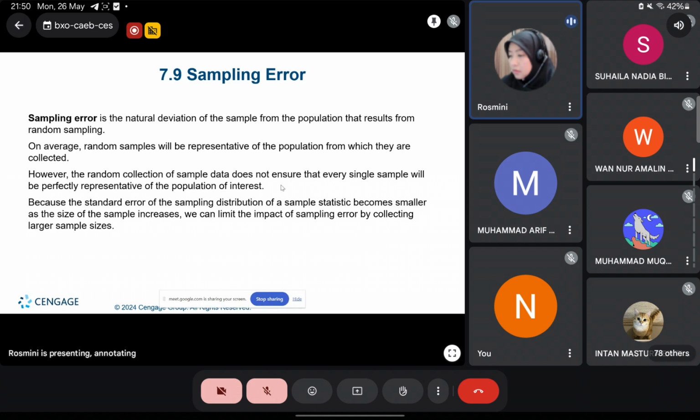So you have a sampling error. Sampling error is the natural deviation from the population that results from random sampling. Sometimes when you do sampling, definitely there will be error. When you want to do sampling, the one that you want to reduce is the sampling error. There will be sampling error whenever you take a sample. If you don't want any error, then you have to go for the population. To limit the impact of sampling error, collect a larger sample size. So the bigger your sample, the smaller your sampling error.